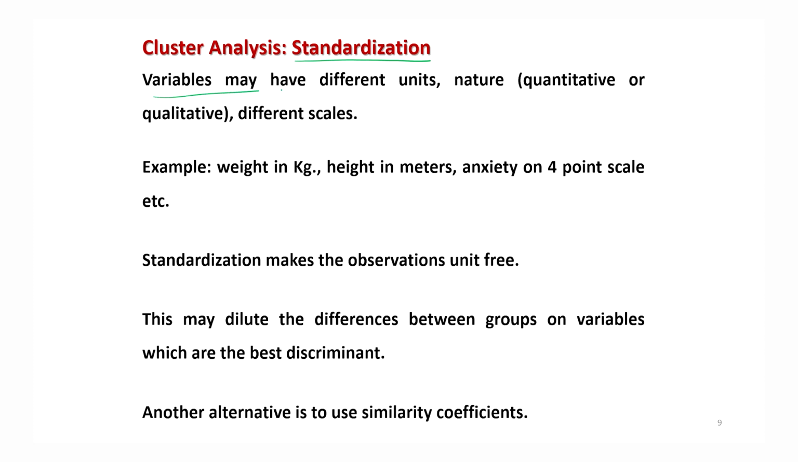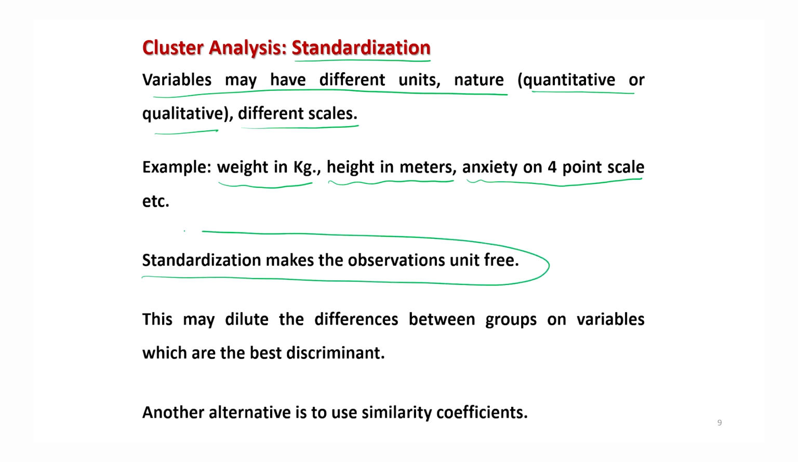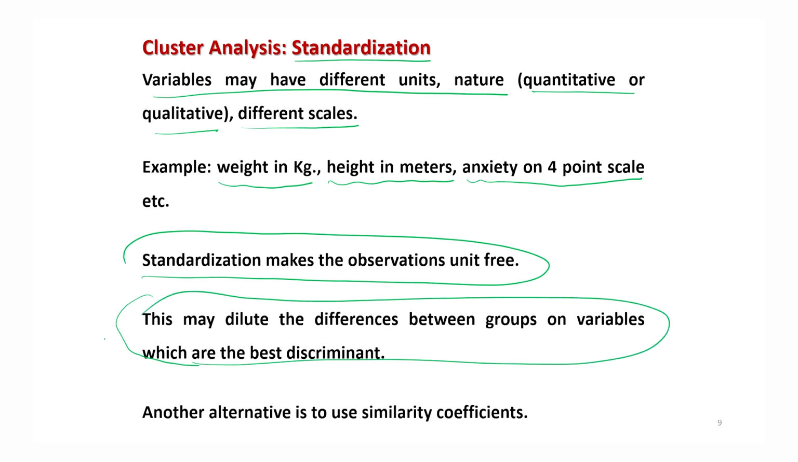Variables may have different units, their nature may be different, quantitative or say qualitative. They may have been measured on different scales. For example, weight is measured in kilograms, height is measured in meters, anxiety level is measured on a 4-point scale, etc. So this standardization process makes the observations unit free, and then we can employ the cluster analysis over it. I agree that this may dilute the difference between groups on variables which are the best discriminants, but anyway we have to solve the problem, right?